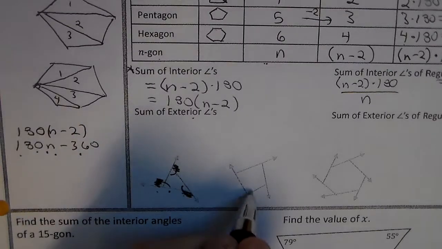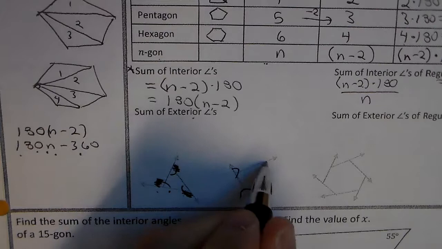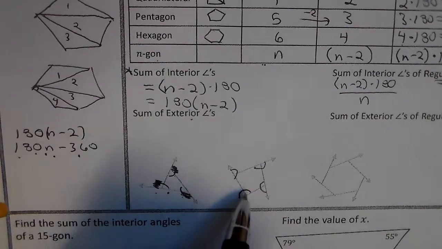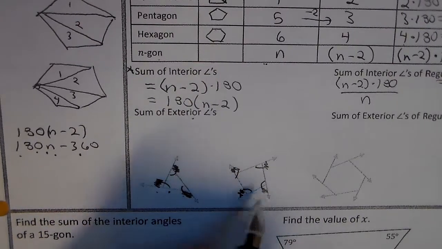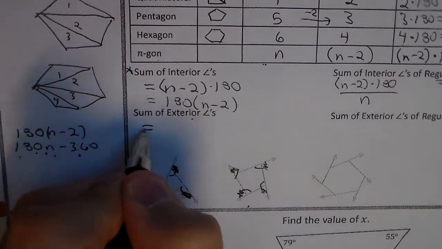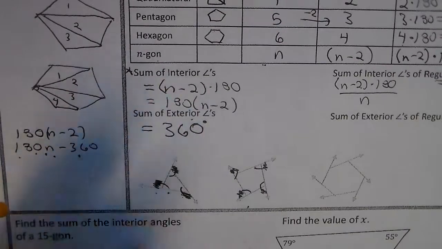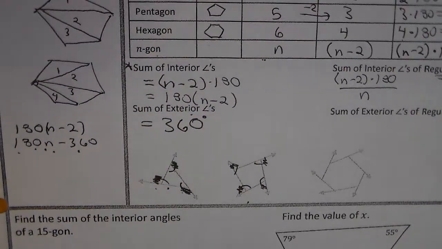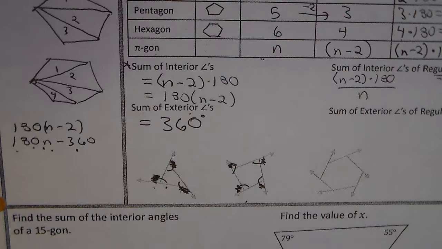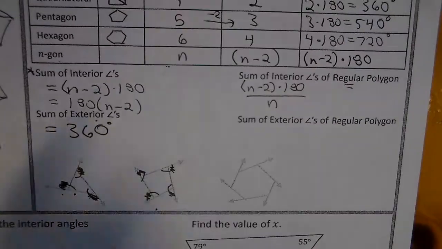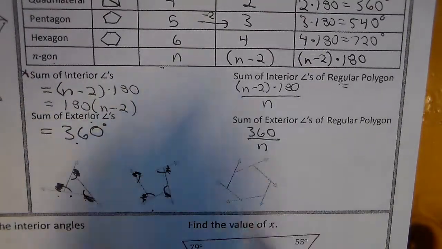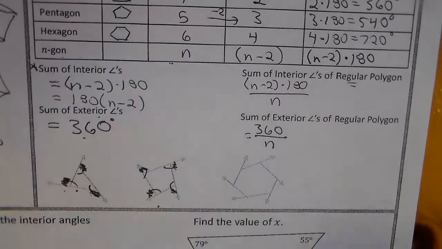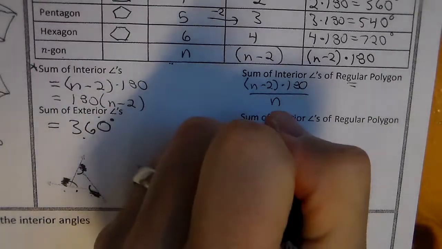I could do the same thing here. I have 180 times 4 is all of these, but to find the interior, I subtract 360 away, and it leaves me with my total. So the sum of the exterior angles is always 360 degrees. Regardless of the number of sides, it's automatically 360 degrees. Now, for a regular polygon, we take that total, 360, and just divide by how many sides or angles we have to give us the value.